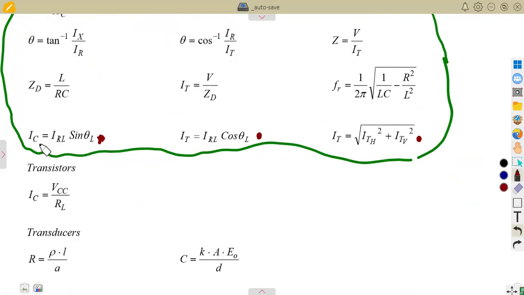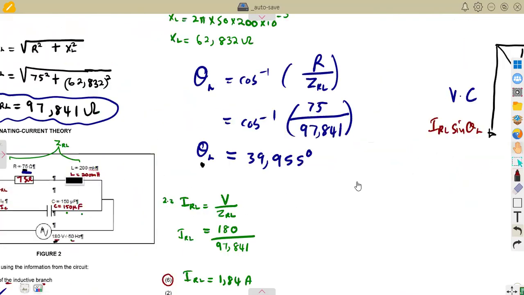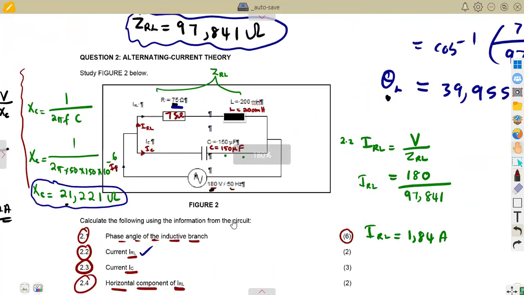They are giving us IC as IRL sine theta L. This is representing the vertical component of IRL. From the vertical component, if you have this idea, you can take it now to even have the horizontal component and so forth. All right. So that is how you determine the components when you're dealing with the RL.